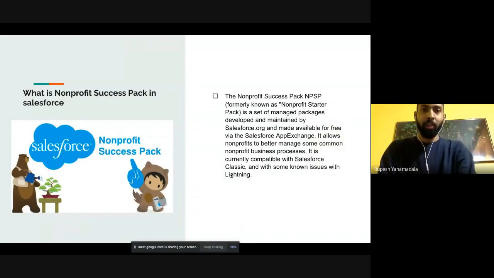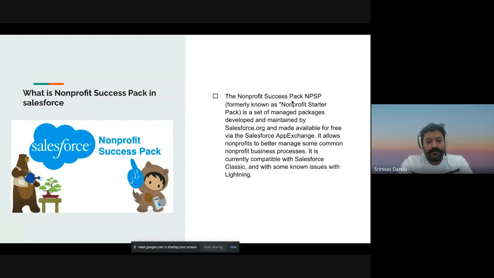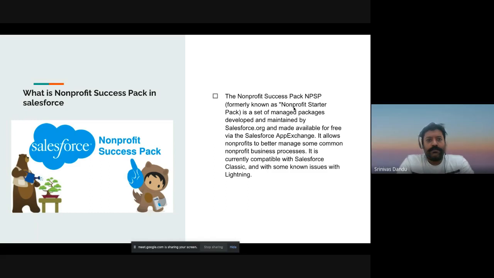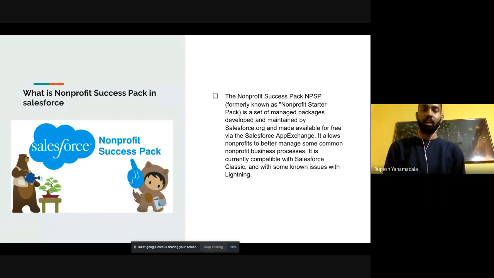So today's topic I'm going to take up is non-profit cloud, and in this I'm going to discuss the non-profit success pack in Salesforce. Non-profit success pack is shortly known as NPSP, and it was formerly known as the non-profit starter pack. The non-profit starter pack was introduced in the year 2014 by some of the Trailblazer community members. It's basically an app, like the sales app or the service app, on the Salesforce platform.